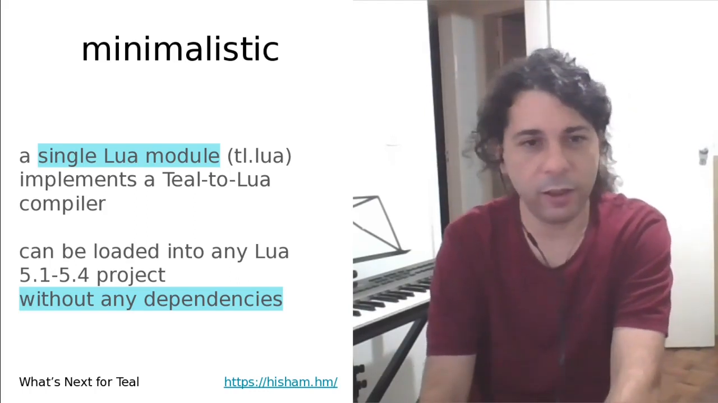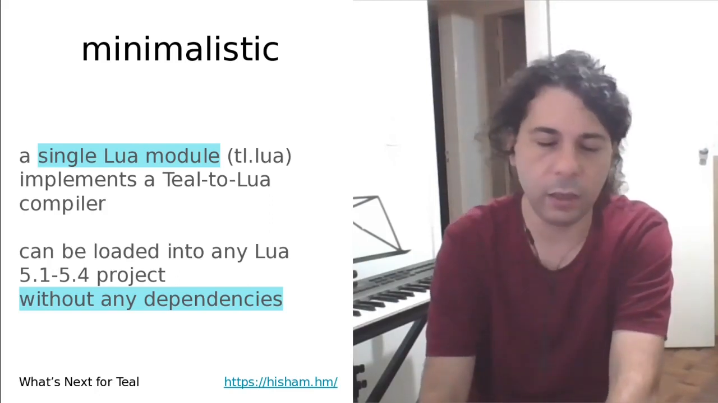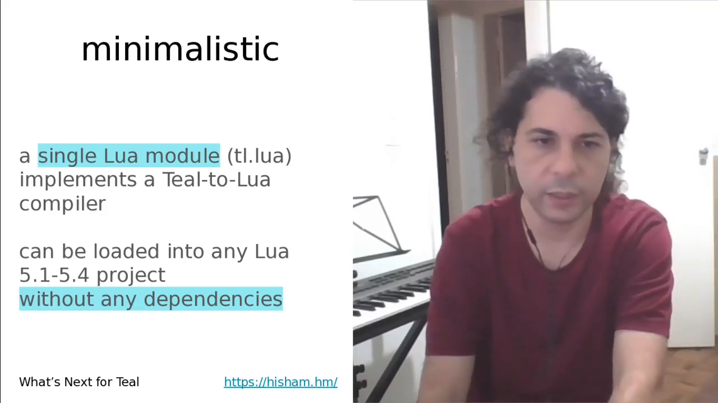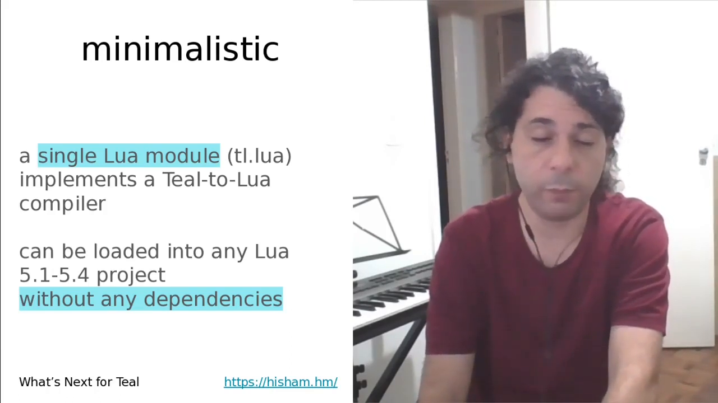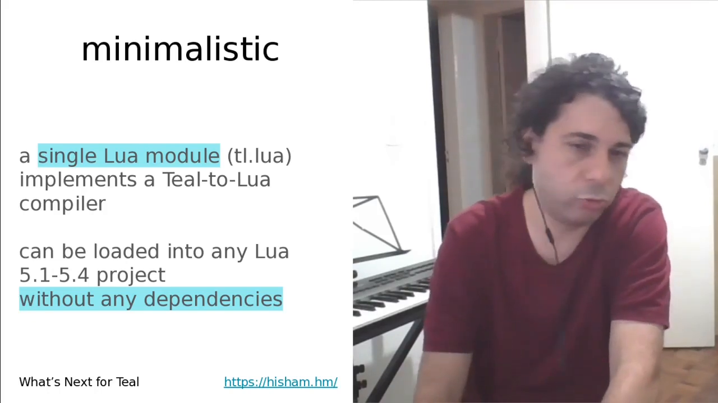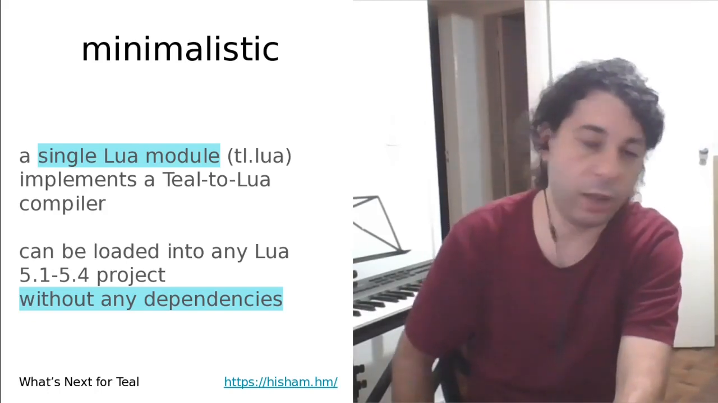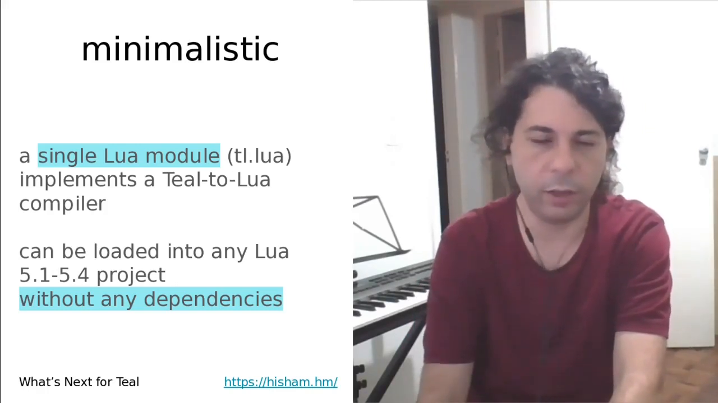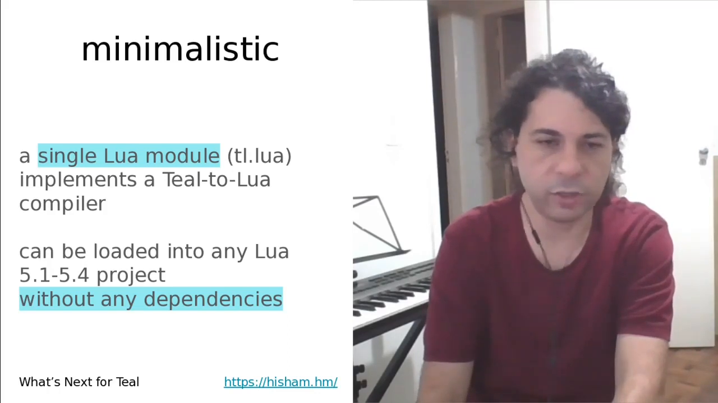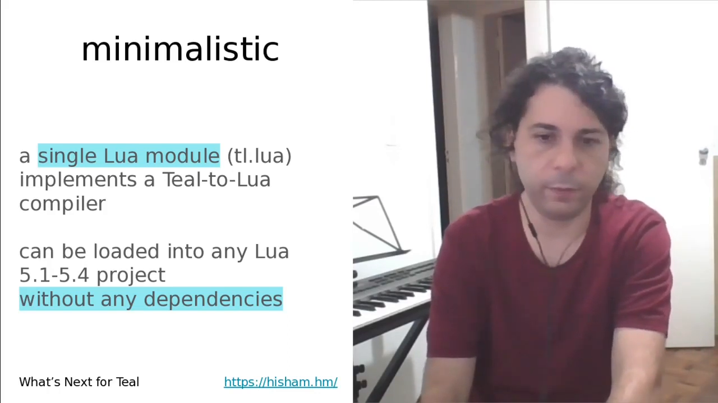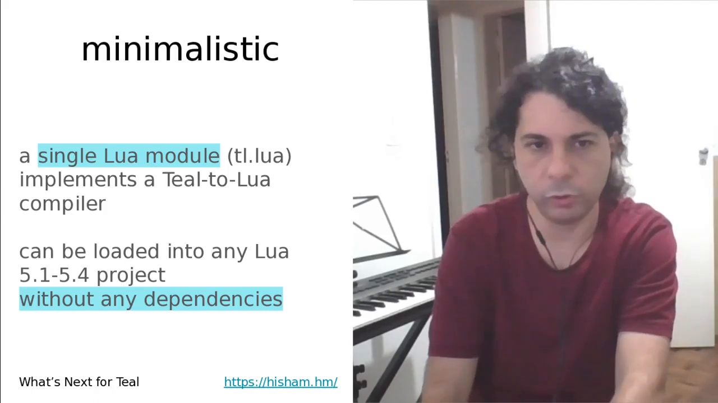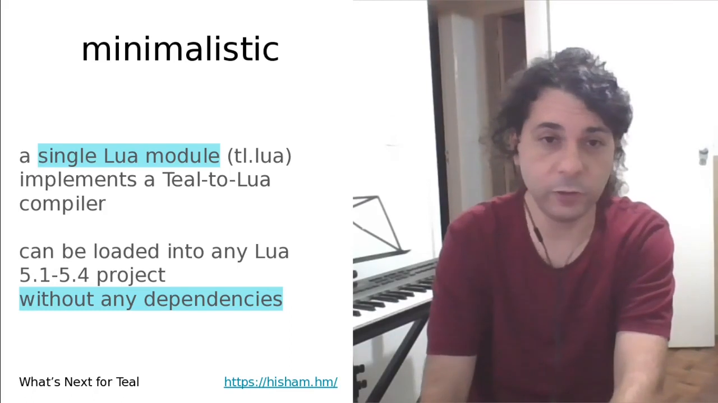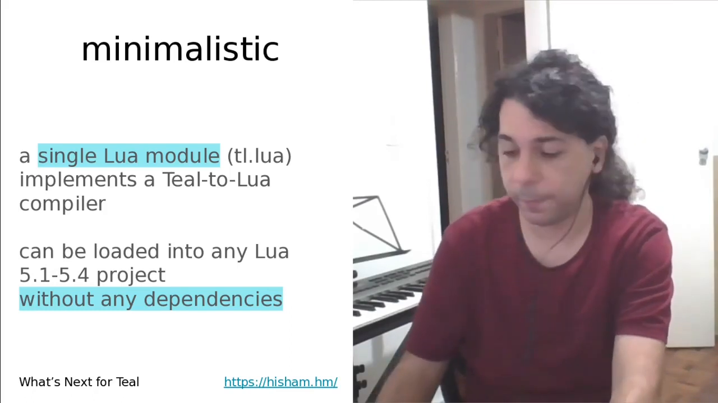And that single file can be loaded into any modern Lua version from Lua 5.1 to Lua 5.4, including LuaJIT. It can be loaded into a project without any dependencies, and it should just work. Once you have that, you can require that module, load the package loader, and voila, you can start requiring other TL files, and the compiler would automatically compile them into Lua and load them. And your application will have Teal support just by including a single file.